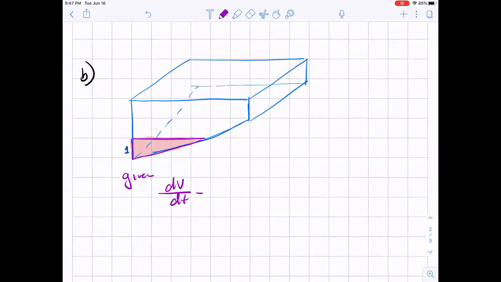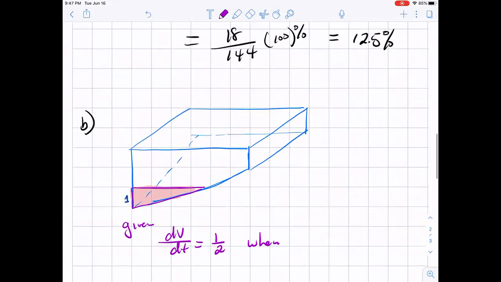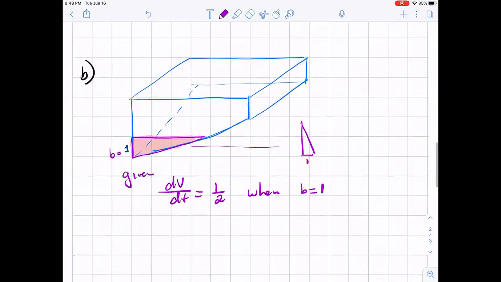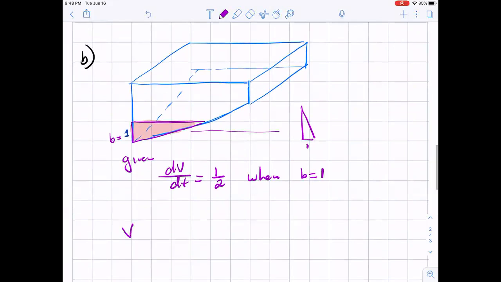dV/dt is equal to 1/2 when, okay, if you look at this triangle from a sideway, this is sort of the height or the base of the triangle, okay? When b is equal to 1. If you take this triangle out and you draw it this way, this is 1. And the height, we know, was in the previous problem 6, but we don't need that here right now. So now let's look at the volume of this shape.